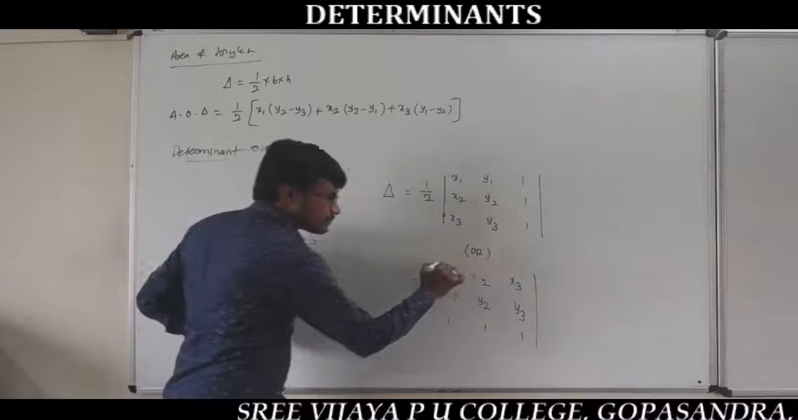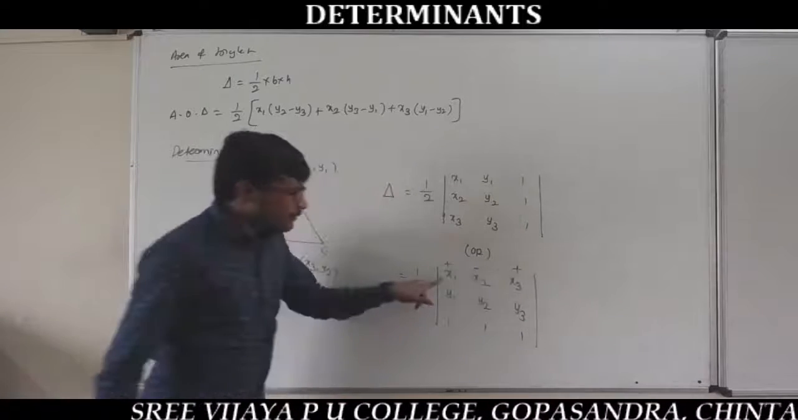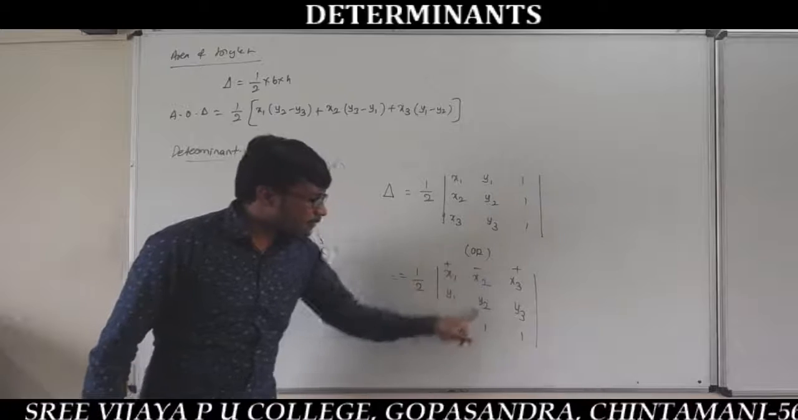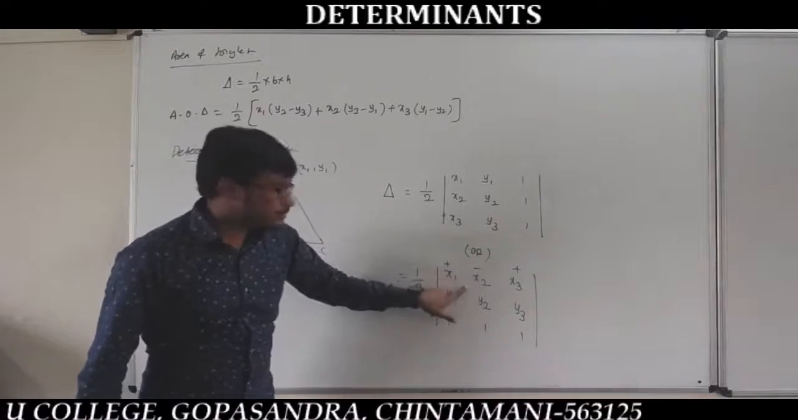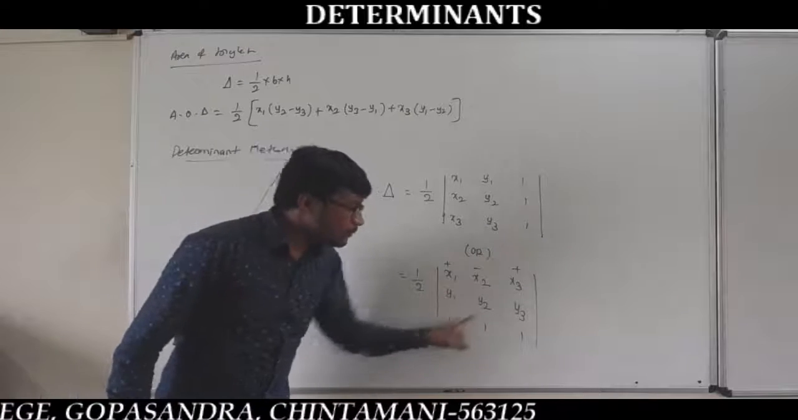1 by 2, plus minus plus. For x1, you leave first row, first column: y2 minus y3. Next minus x2, for x2 you will get y1 minus y3.